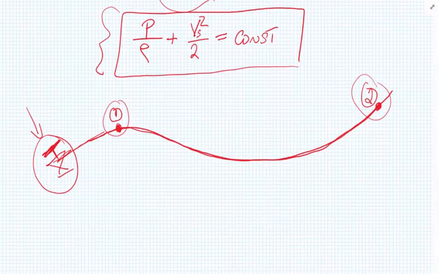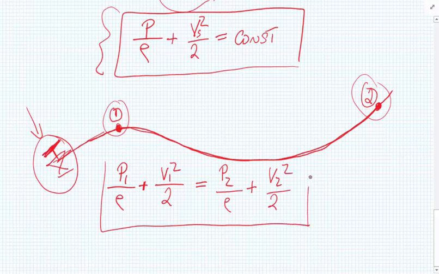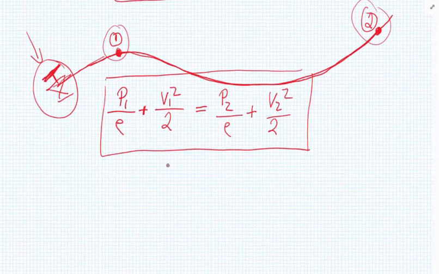And so what we're going to do is say that P1, the pressure at point 1, divided by the density, plus V1 squared over 2, I'm going to drop the S term since we're now imposing the fact that it's along a streamline, is going to have to equal the pressure at 2 over rho plus V2 squared over 2. So this is sometimes the more often expressed version of the Bernoulli equation. So I'm going to call it that.